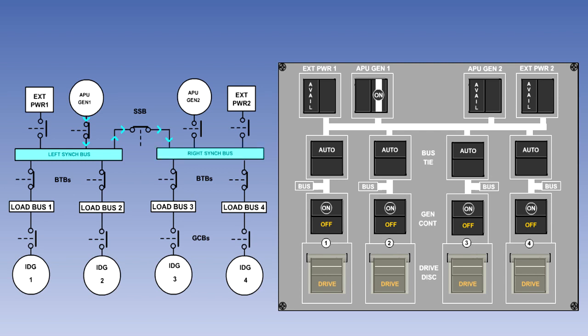The split system breaker is normally closed, unless there is a fault, so the supply will also be fed to the other synchronizing busbar. The bus tie breaker, or BTB, switch lights are normally latched in with auto illuminated. In this position, the BTBs will remain closed unless there is a fault. Therefore, the selected source will power all four load busbars through their BTBs.